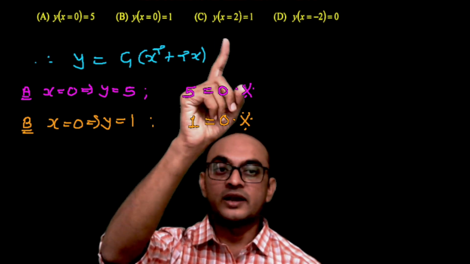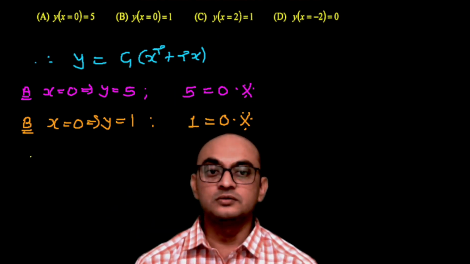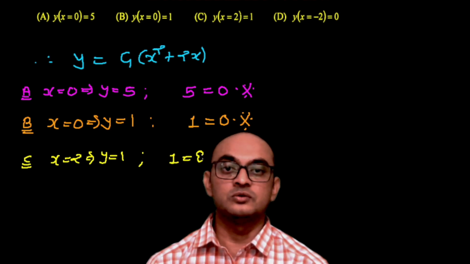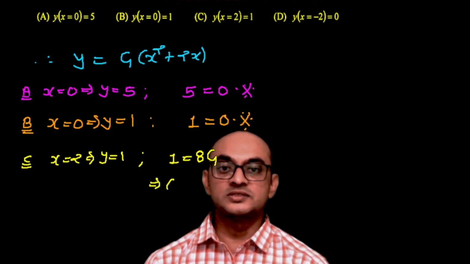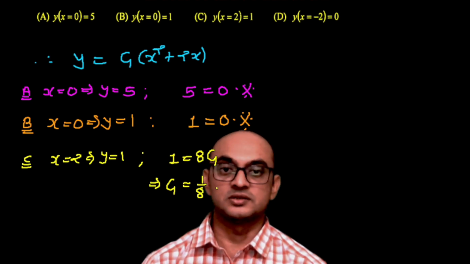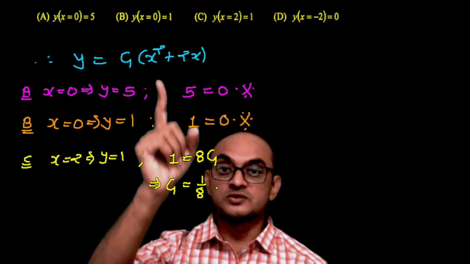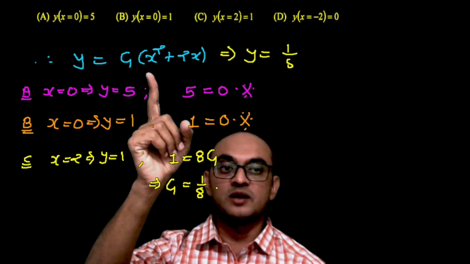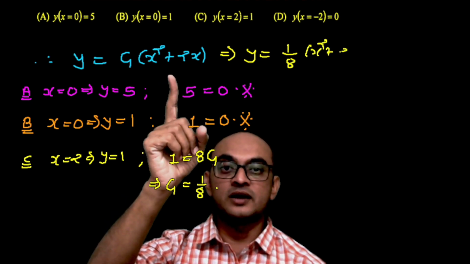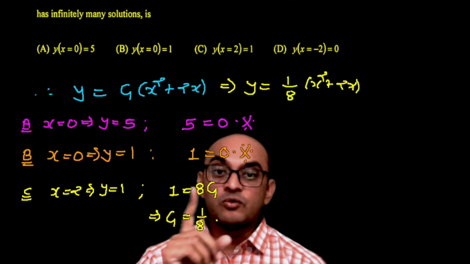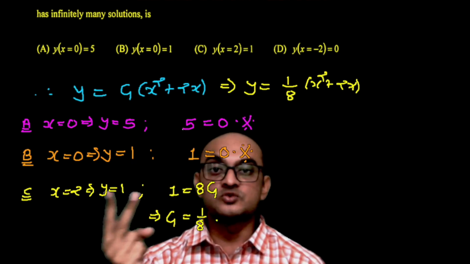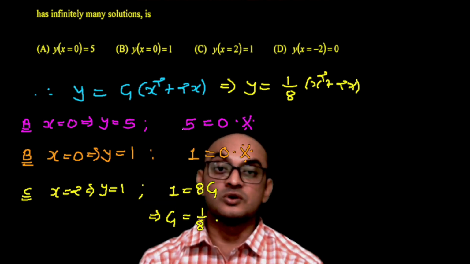Now option number C, when x is equal to 2, y is equal to 1. So when x is equal to 2, we have 1 is equal to 8 times C1. And so what is C1? C1 is 1 upon 8. Okay, we have the value of C1. So when I substitute C1 as 1 upon 8, that means I have y is equal to 1 upon 8 into x square plus 2x. My requirement is infinitely many solutions. So y equal to 1 upon 8 x square plus 2x from option C is not the solution.